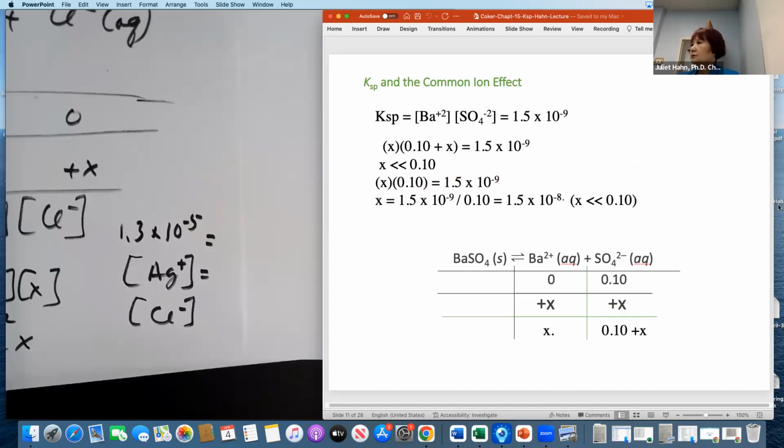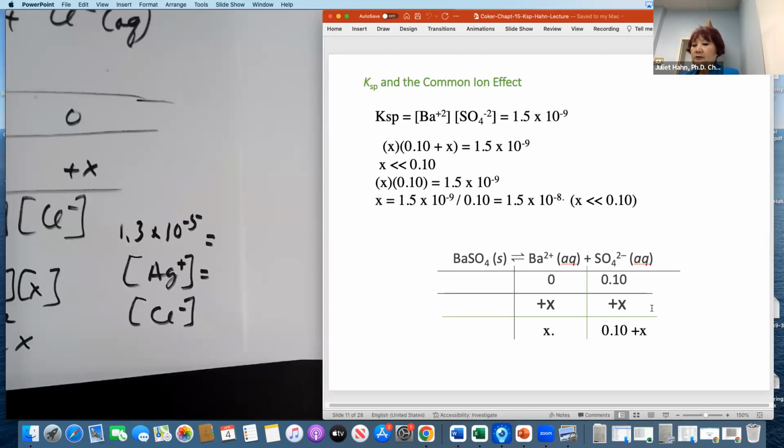Well, we can actually do an ICE table for this. So we're starting out with 0 amount of the dissociated barium because we're looking at the equilibrium of the barium sulfate dissolved in water. So you're assuming you start out with 0. There's nothing under barium sulfate because it's a solid, so it doesn't actually have a concentration number. And then we're starting out with 0.10 molar of the sulfate because that's how much you added. You added 0.10 molar of the sodium sulfate, so you have 0.10 molar of the sulfate. So this is my initial.